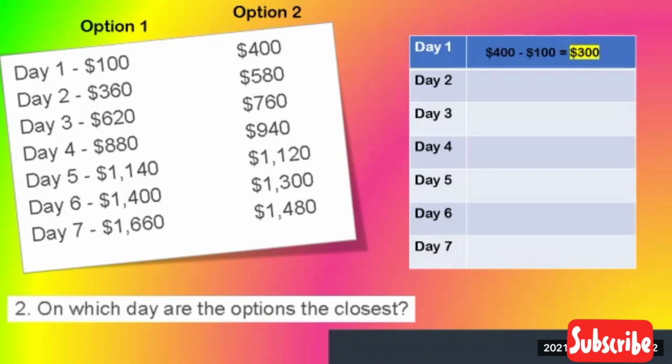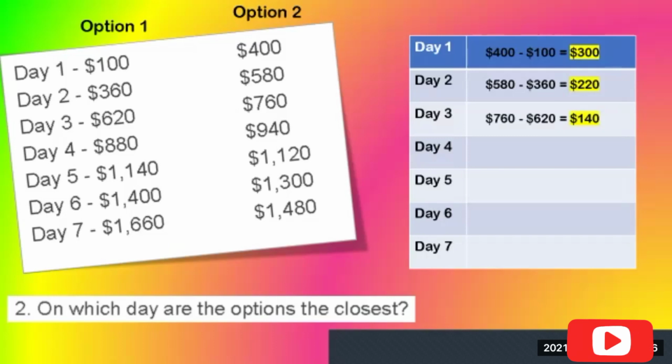And I would have done the same for day 2, $580 subtract $360 to give me $220 for my difference. For day 3, I did the same thing. And if you notice, option 2 for these days that we have been working on is greater than the total amount on the different days for option 1. So for day 4, we subtracted $880 from $940, and we have a difference of $60.